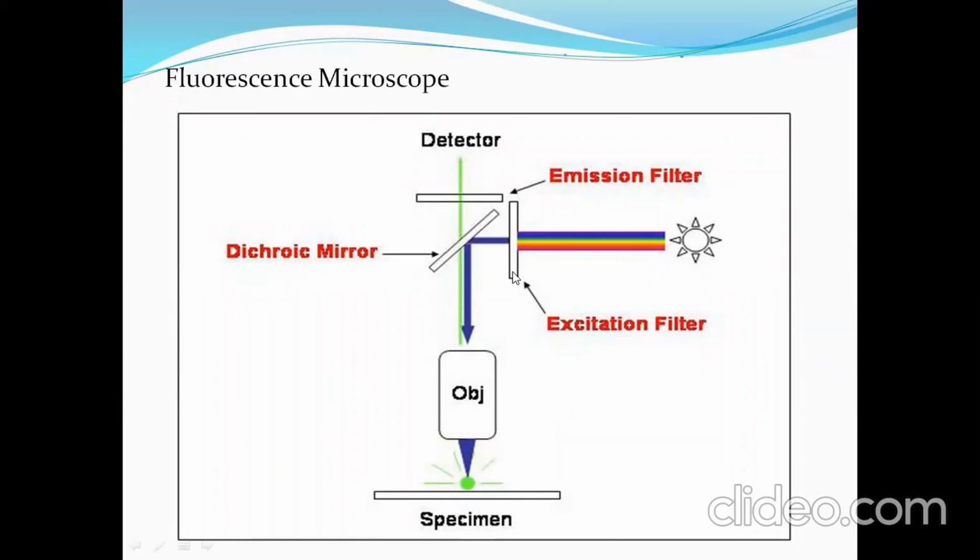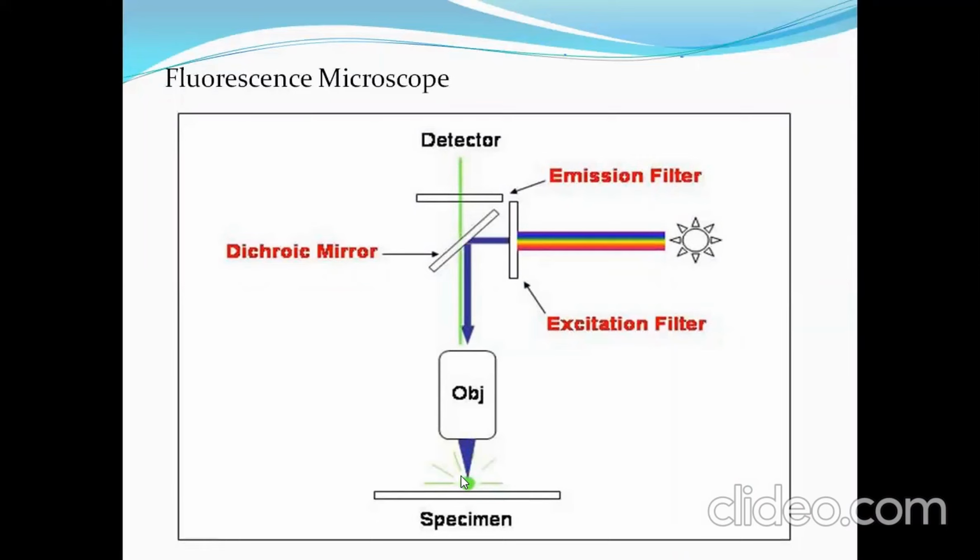And here you can see there are two filters: one is the excitation filter and another is the emission filter. Another very important thing is the presence of a dichroic mirror. So this is the excitation filter, right? What is the function of this excitation filter? There is a combination of different wavelengths, and it filters the required wavelength. So it allows the blue light to come through this objective and fall on the specimen. Am I right?